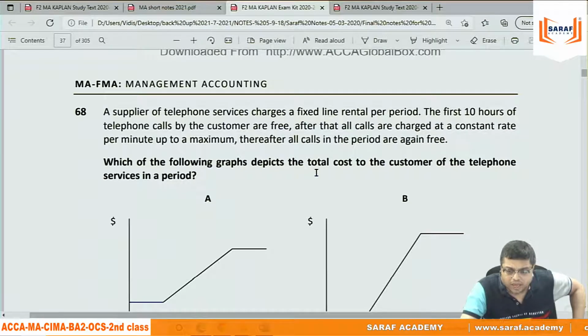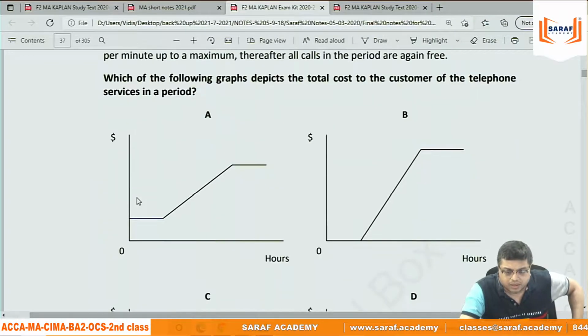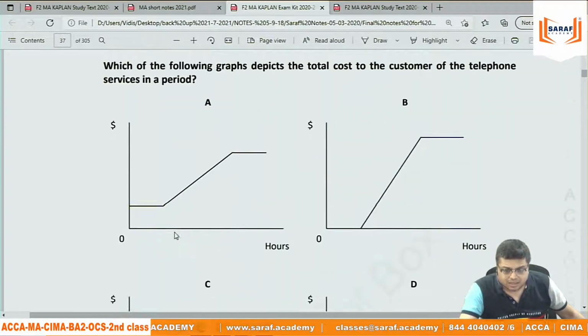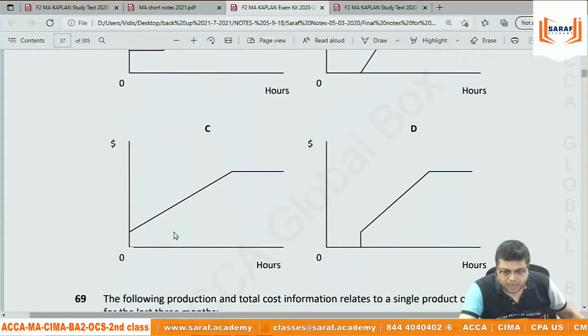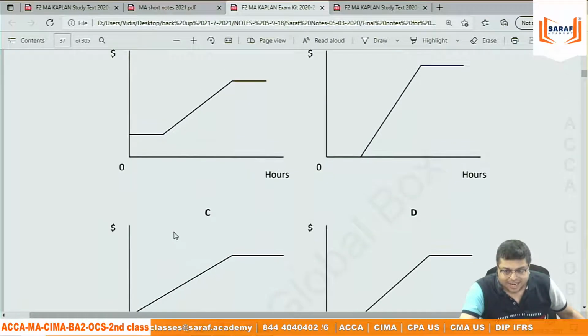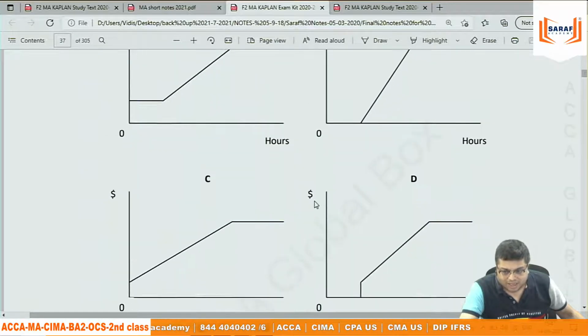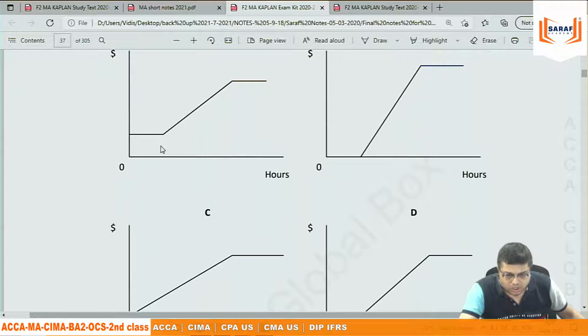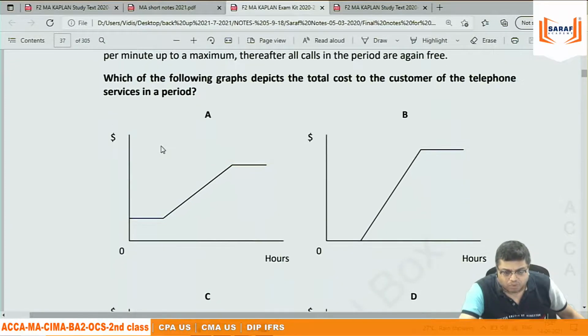Which of the following graphs depicts the total cost to the customer of telephone services? One second. Can we say that not a single graph is starting from origin, but this total cost line will be starting from origin? There is no such graph. That means it is not possible. Hey bhai, rukna hai.